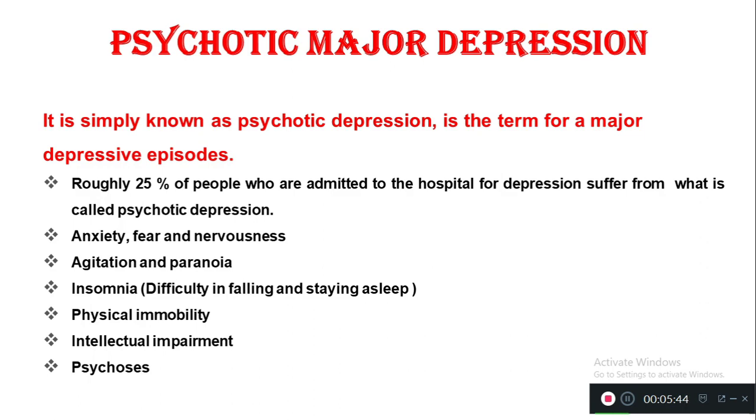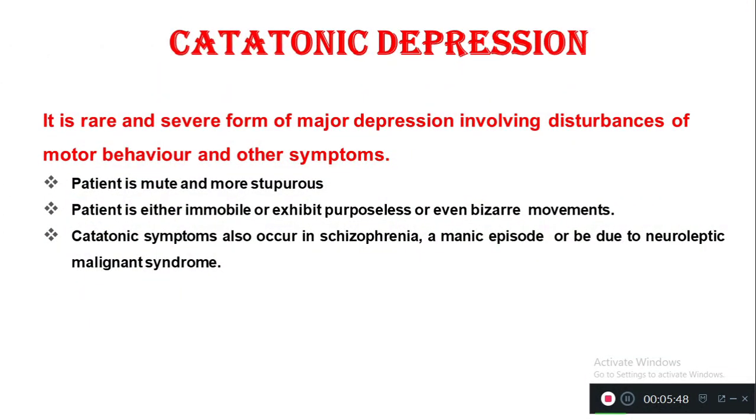These things are common in the psychotic major depression. The next type of depression is catatonic depression. It is a very rare and severe form of major depression, like catatonic schizophrenia. This is one type of depression with catatonic features. The patient will always be mute and there will be more stuporous movements.